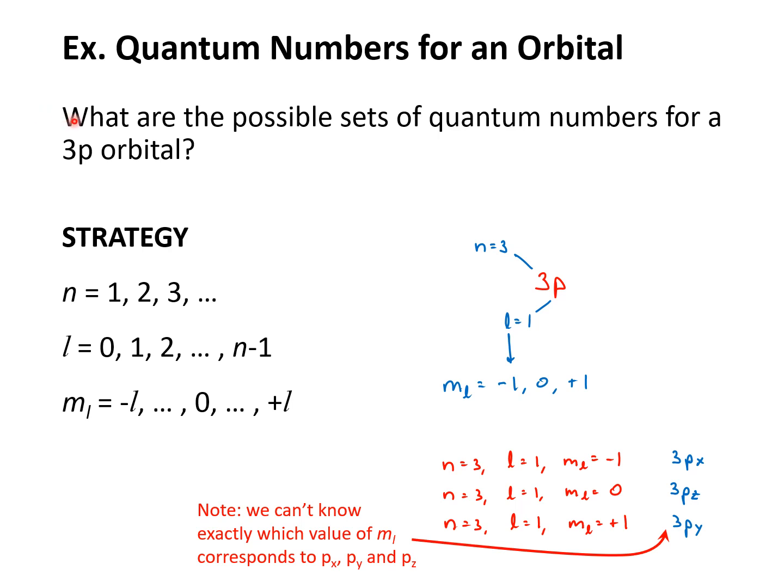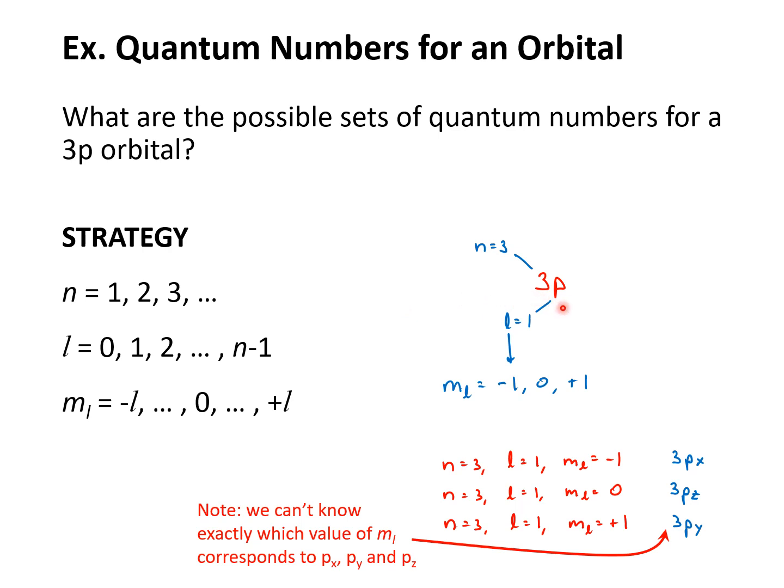In this example, we are asked to indicate the possible sets of quantum numbers for a 3p atomic orbital. Once again, the strategy is to use the selection rules for each one of the quantum numbers. For the principal quantum number n, it must be a whole number starting at 1. For L, the angular momentum quantum number, L must be a positive integer starting at 0 and going all the way to n minus 1. And for the magnetic quantum number, ML, it must be an integer starting at negative L, going to 0, and then going all the way to plus L.